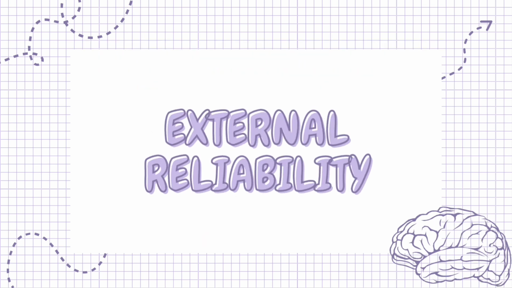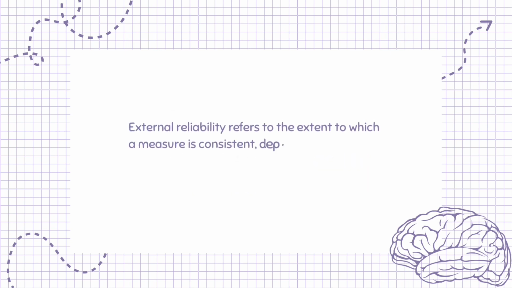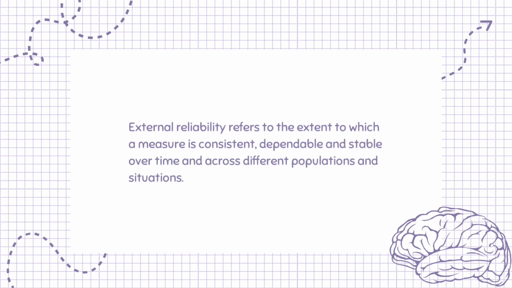External reliability. External reliability refers to the extent to which a measure is consistent, dependable, and stable over time and across different populations and situations.